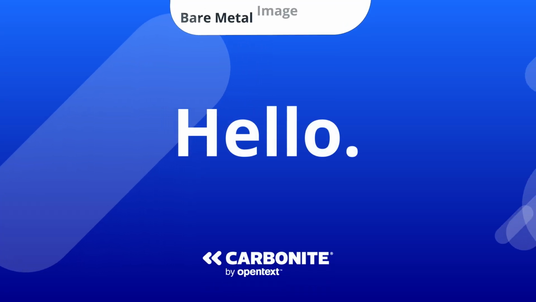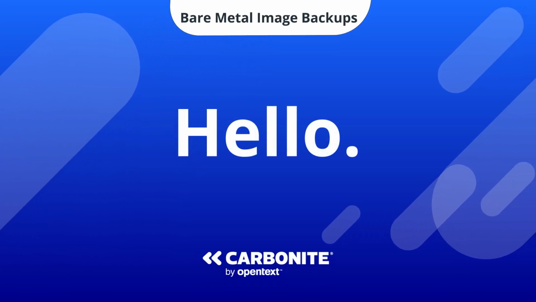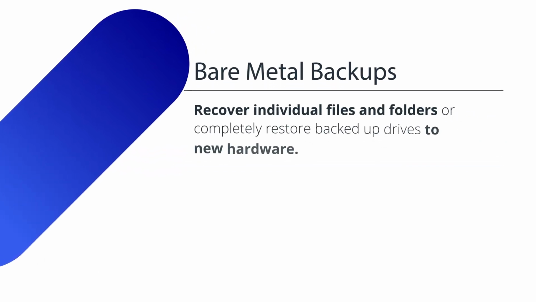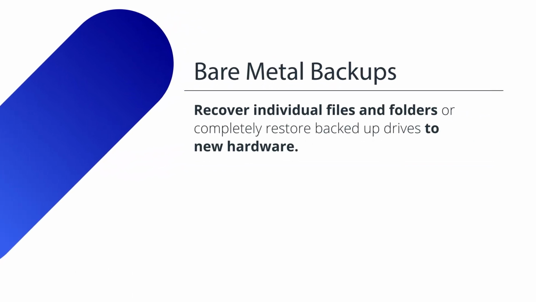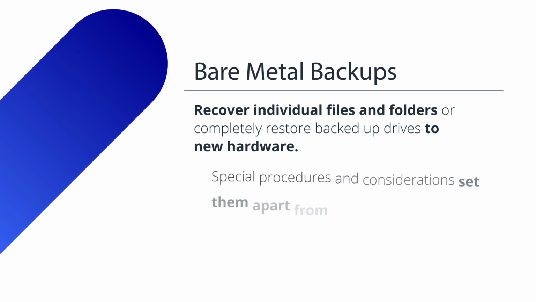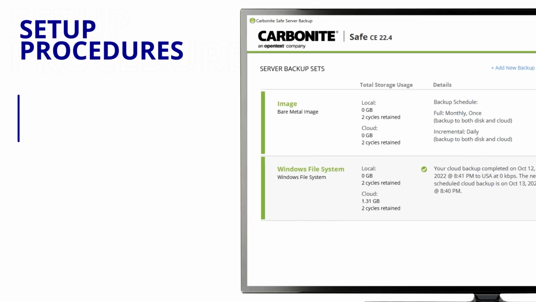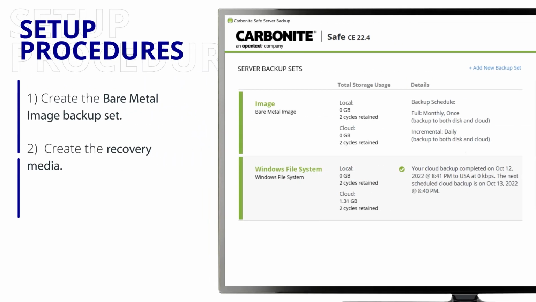Bare metal image backups are a powerful backup type in Carbonite Safe Server Backup. They can be used to recover individual files and folders or completely restore backed up drives to new hardware. They have a few special procedures and considerations that set them apart from the other backup types. In this video, we'll cover the 2 critical setup procedures for bare metal images.